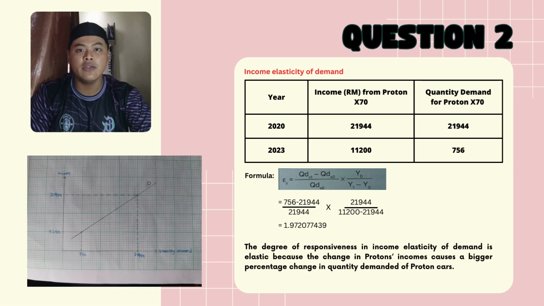ringgit leads to an increase in quantity demanded from 756 to 21,944. But the increase in the quantity demanded is more than the increase in income. All in all, we can conclude that the degree of responsiveness in income elasticity of demand is elastic because the change in Proton's income causes a bigger percentage change in the quantity demanded.